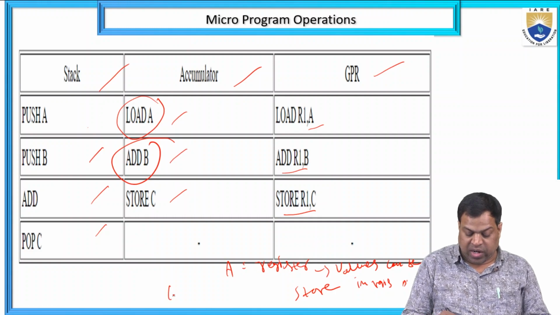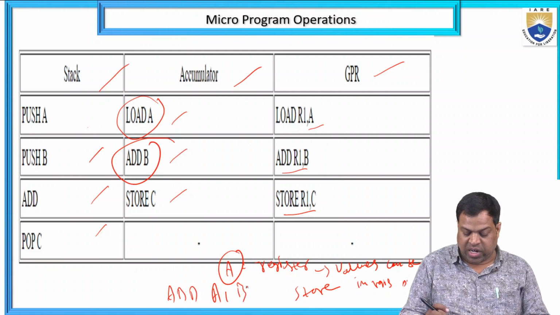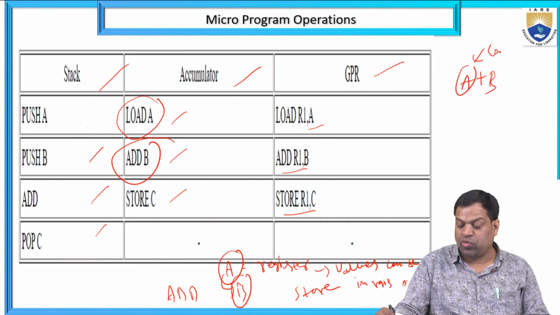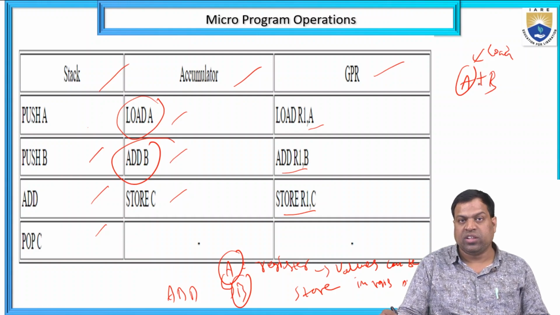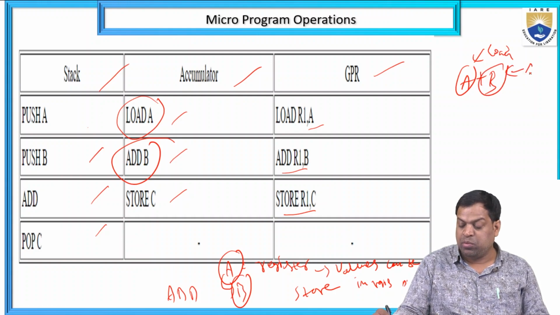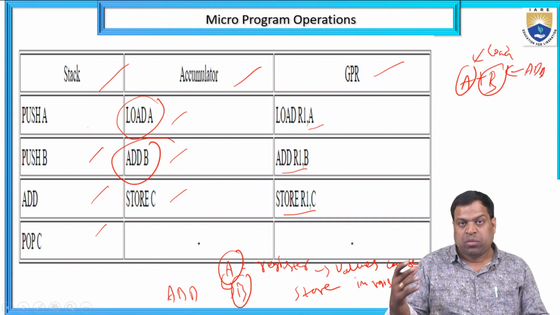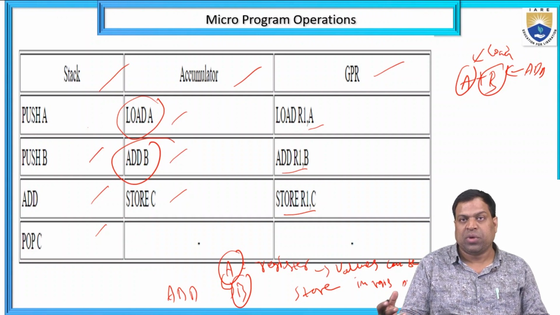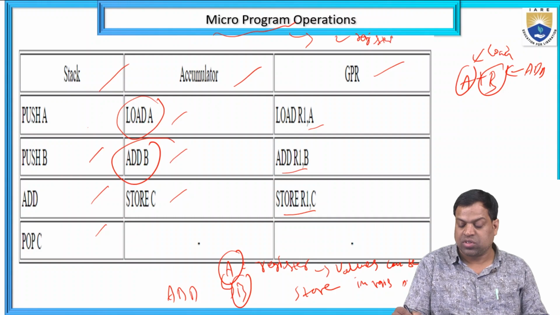Add B means the value in A is added with B, that means A plus B. A is the load function, meaning the value is already loaded in register A, and B is the add. We already know that a minimum of two registers are needed to perform microprogramming or micro instructions. So here I am performing microprogramming, which means we need a minimum of two registers.